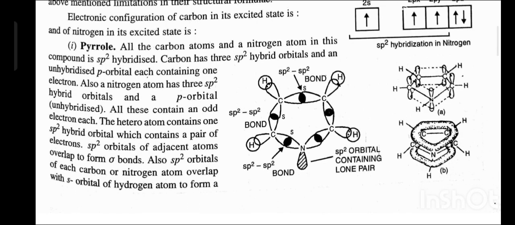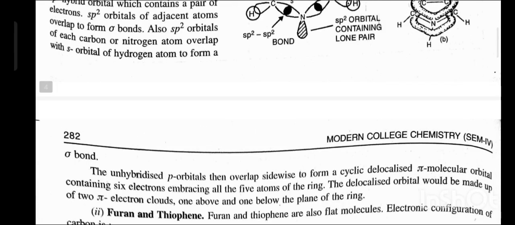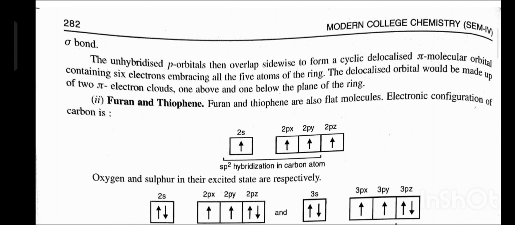The sp2 orbitals of adjacent atoms overlap to form sigma bonds, and the sp2 orbital of each carbon or nitrogen atom overlaps with the orbital of a hydrogen atom to form a sigma bond. The unhybridized p orbitals then overlap sidewise to form a cyclic delocalized pi molecular orbital containing 6 electrons, embracing all the 5 atoms of the ring. The delocalized orbital would be made up of a pi electron cloud, one above and one below the plane of the ring. Second, furan or thiophene.